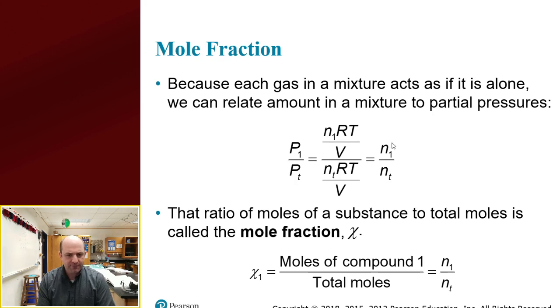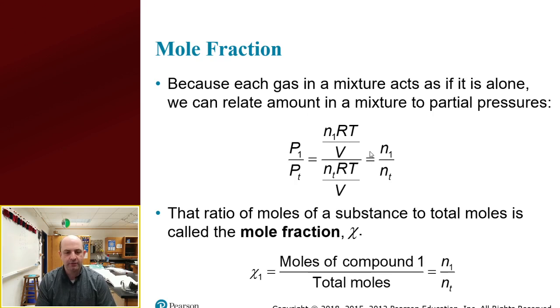All right. Well, from that we can talk about something called the mole fraction, and this is the more important part. And we did talk about this in Chem 2, but we phrased it a little bit differently. All right. So we say because each gas acts as if it's alone, we can relate that amount in a mixture to its partial pressure. So the pressure from gas 1 related to the total pressure. So kind of this ratio.